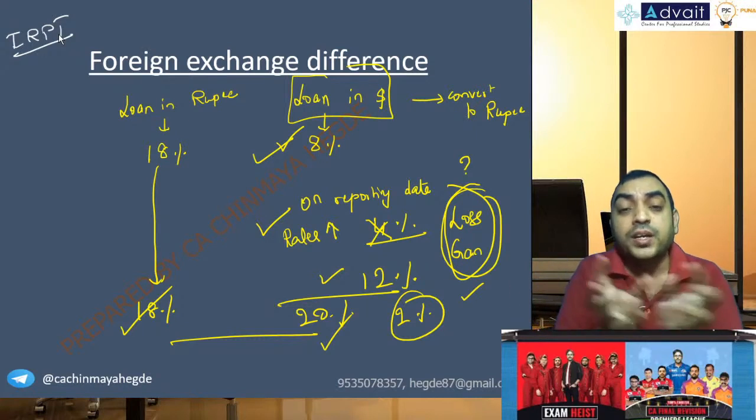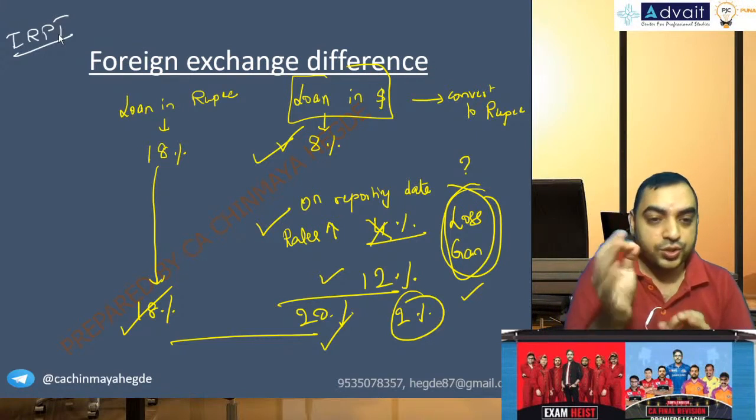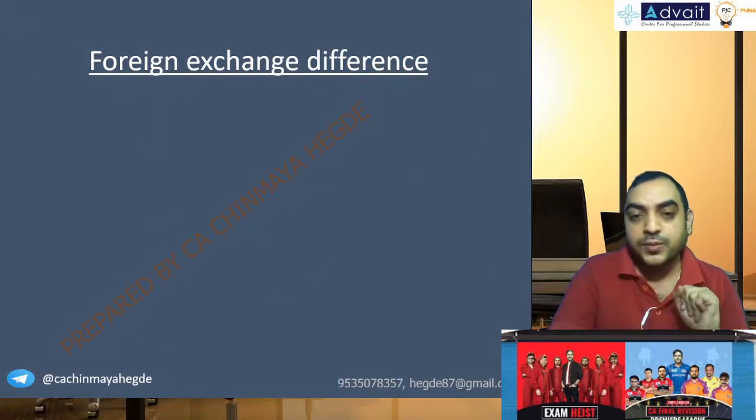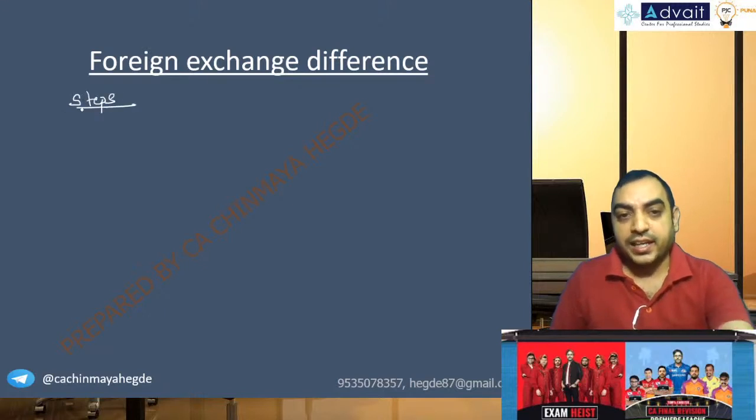I'll try to do some selection. I'll try to do some arbitrage. So, this is the background which I would like to connect. Now, what are the steps to be followed in foreign exchange difference calculation as far as borrowing cost is concerned?